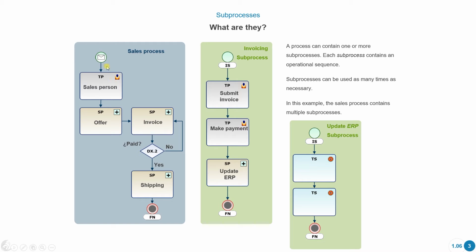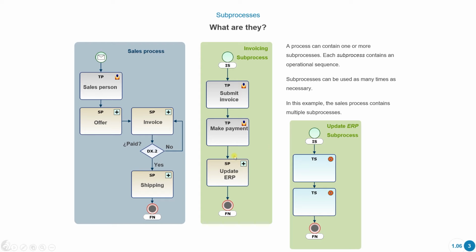For example, here we have a main process, and in this main process, we have several subprocesses. Okay, so here we can see we have an offer subprocess, an invoice subprocess, and a shipping subprocess. So here we have our invoice subprocess. We can see inside of the main process, we have this subprocess. But inside of this subprocess, we have another subprocess. And maybe if at several points of a process we need to update an ERP, we could be reusing this subprocess in several different points of a process.